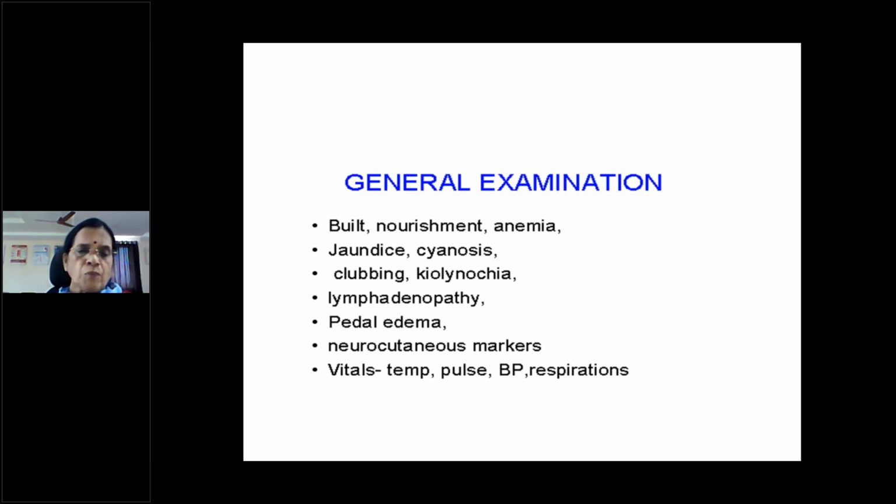And the neurocutaneous markers. This is mainly to know the etiology. Suppose the patient is having multiple neurofibromatosis. I will show later what all the things are. So you have to examine in the general examination, for example the spots. There are so many things which you have to observe as neurocutaneous markers. And then vitals, of course: temperature, pulse, BP, respiration. If the patient has a high temperature, you have to think of an infective etiology. Or a severe pontine hemorrhage, you have to think of hyperpyrexia. You have to think of a pontine hemorrhage.